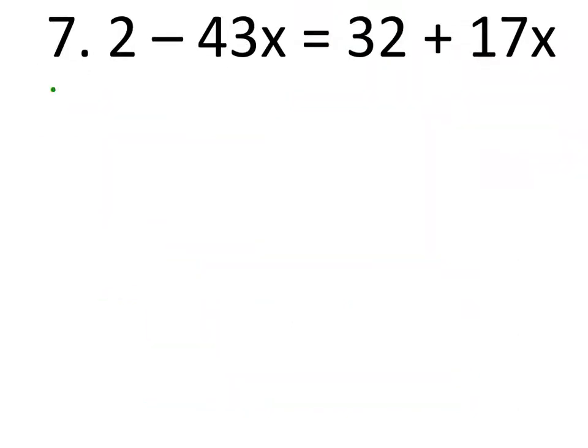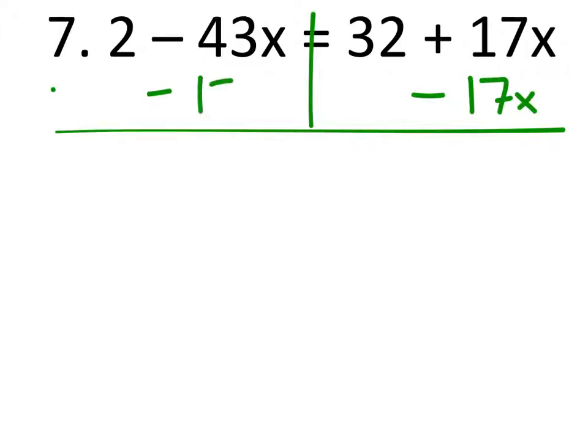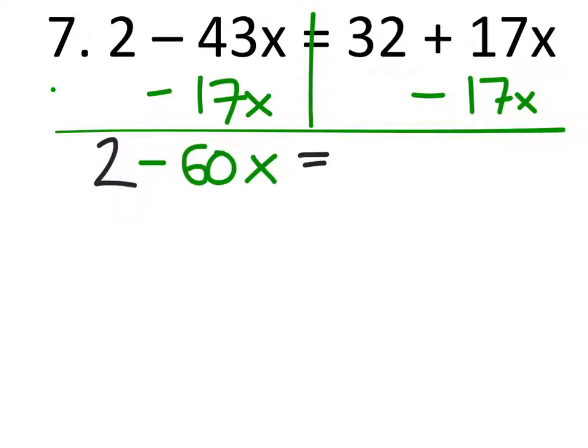What first? Subtract 17x. Let's do it. So now we got this 2. Negative 43x minus 17x gives us negative 60x. And this now equals this 32. Backwards, 32. So now what?